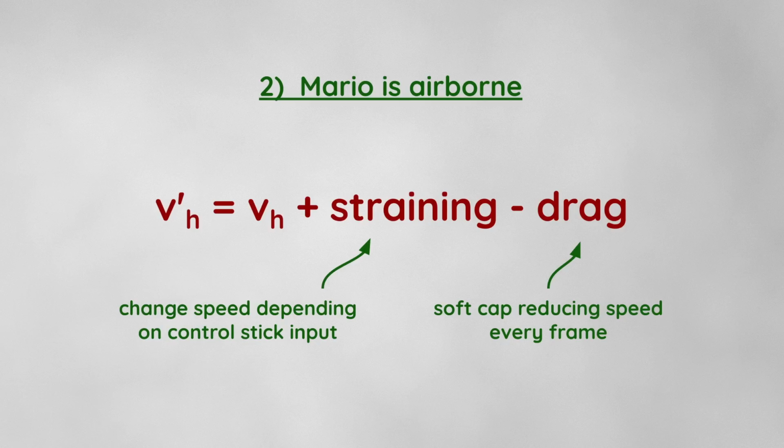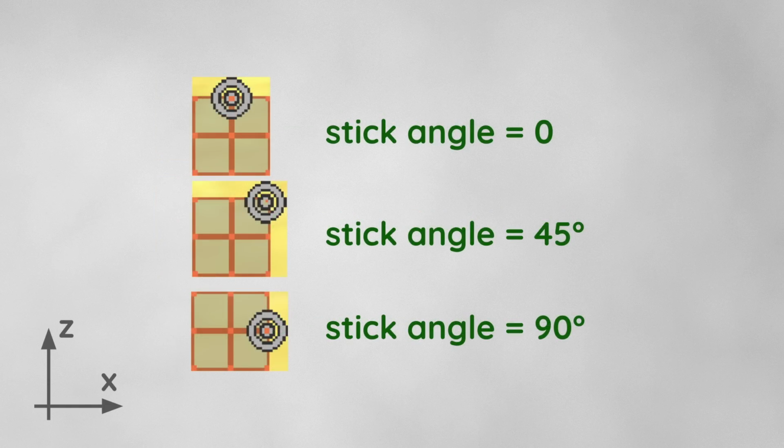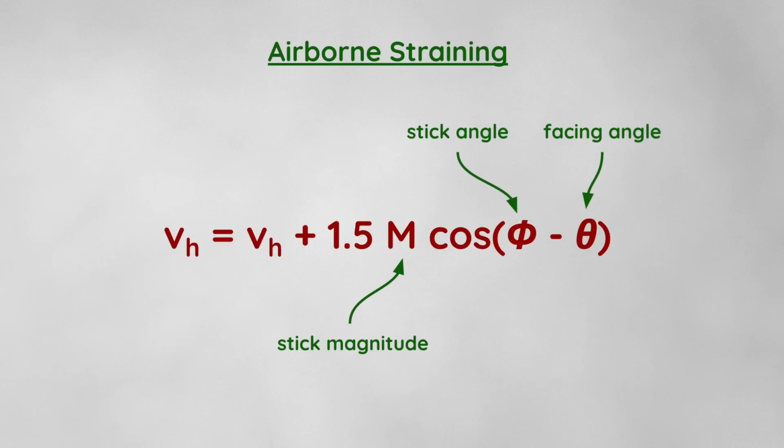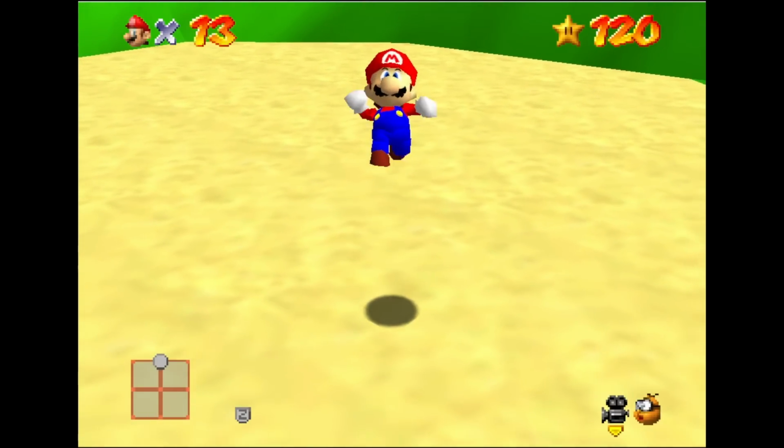There are 2 factors: straining, which allows us to affect the velocity by using the control stick, and drag, which acts as a soft cap reducing the speed magnitude every frame. The straining depends on both how far the stick is held and the angle between the stick direction and the z-axis. Essentially, if you're holding the stick at the same angle Mario is facing, he will gain H-speed, and if you're holding at the opposite angle, his H-speed will decrease. And here is this forward straining shown in game.